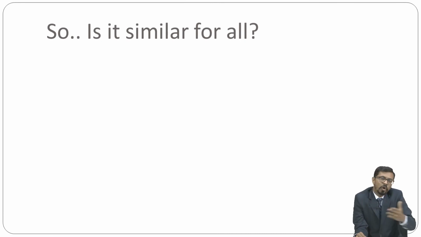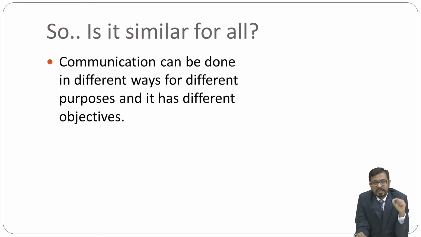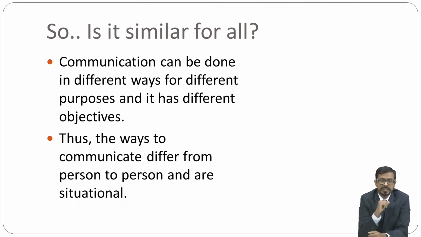So, when we all communicate, is communication similar for everyone? Communication can be done in different ways for different purposes, and it has different objectives as well. Thus, the ways to communicate differ from person to person and are situational. That means it is totally upon the sender and also the receiving capacity of the receiver. Also, based on the environment and the situation, different processes and different ways of communication can be used.